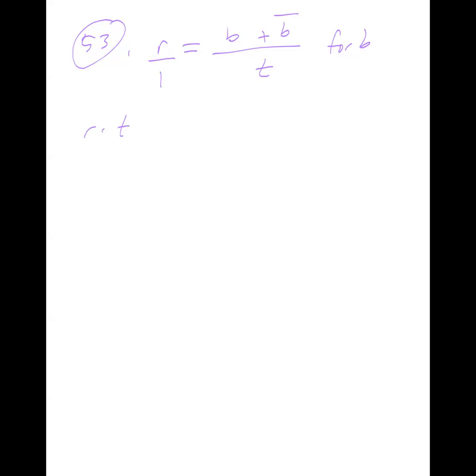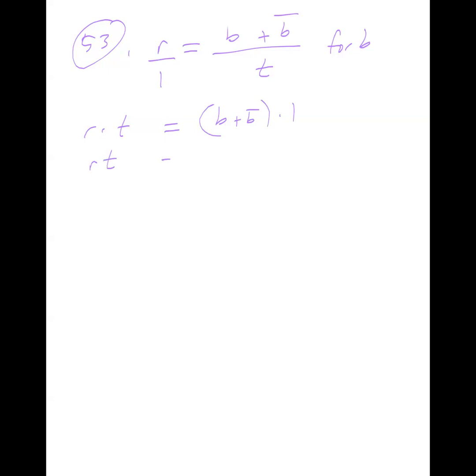Okay, good. I want to get to the alligator problem. Try this one first. R times T, the bottom of the left times the bottom of the right equals the top of the right times the bottom of the left. So what do you get if you do R times T? You just get RT.